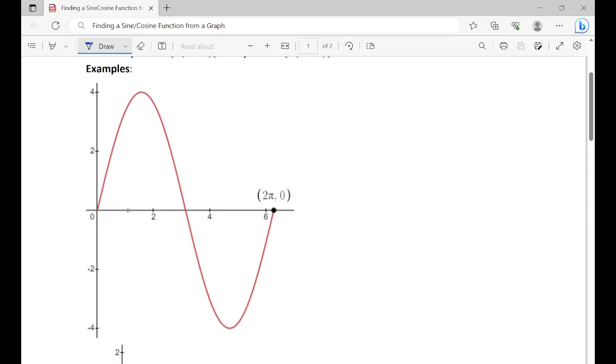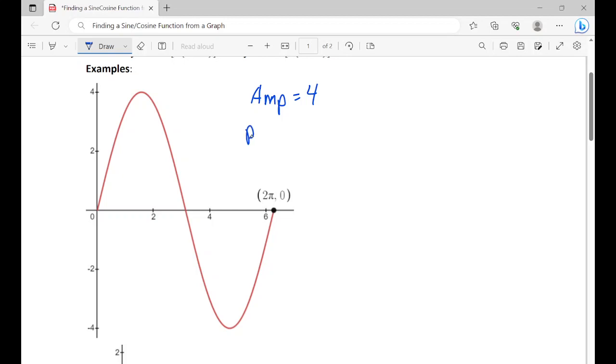We see here that it starts off at 0, goes up to 4, goes down to -4, and ends at 2 pi. Easiest thing to find is the amplitude. It goes as high as 4 and as low as -4. So we could say that the amplitude is equal to 4. As for the period, well, we know it goes from 0 to 2 pi, so the period is 2 pi, but we need to know what k is.